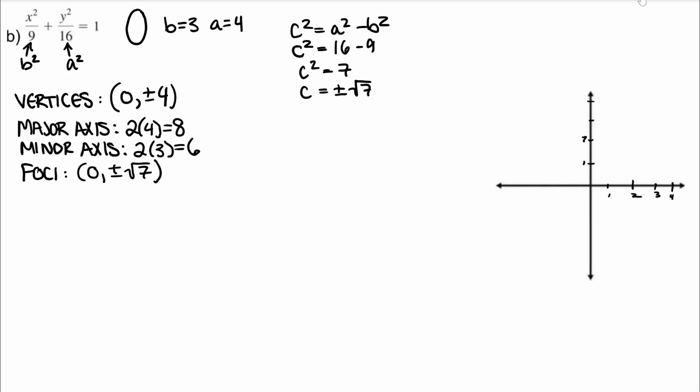Now graph the vertices and co-vertices. Since the minor axis is 6, the co-vertices are at plus or minus 3, 0. Plot the foci and complete the ellipse.